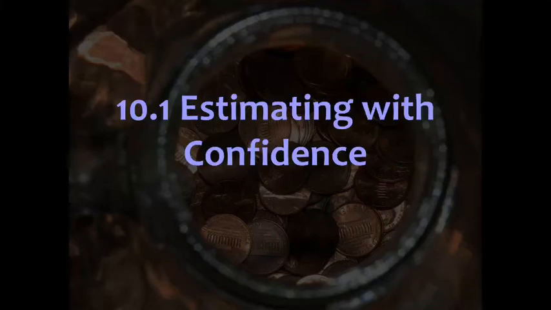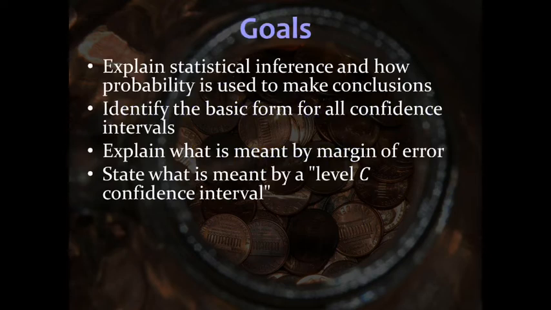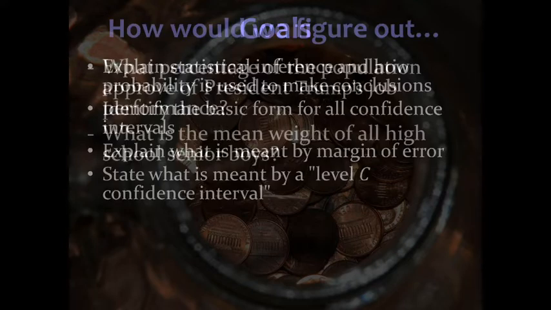This is Mr. Liao, and we're on Chapter 10 for AP Stats, Estimating with Confidence. Today we're going to learn how to explain statistical inference and how probability is used to draw conclusions. We're going to look at the basic form for all confidence intervals, explain what is meant by the margin of error, and state what is meant by a level C confidence interval.